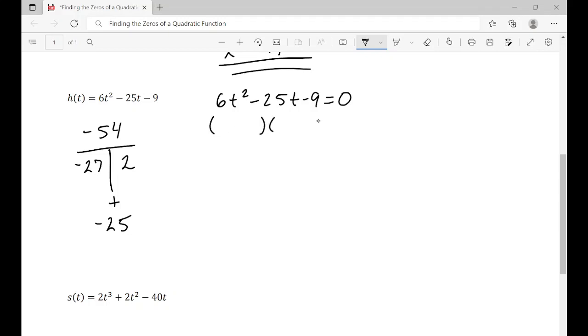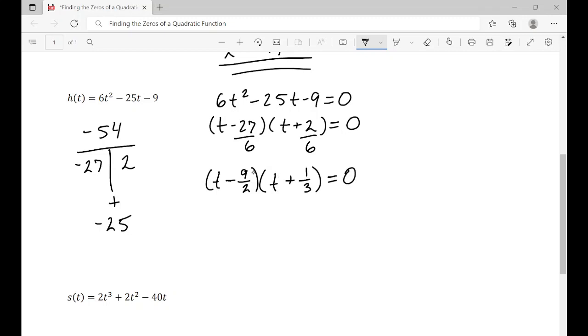So setting up our parentheses, t minus 27, t plus 2. And since our leading coefficient is a 6, divide both of our factors by 6. So 27 over 6 is going to reduce down to 9 over 2. 2 over 6 will also reduce down. It will be 1 over 3.